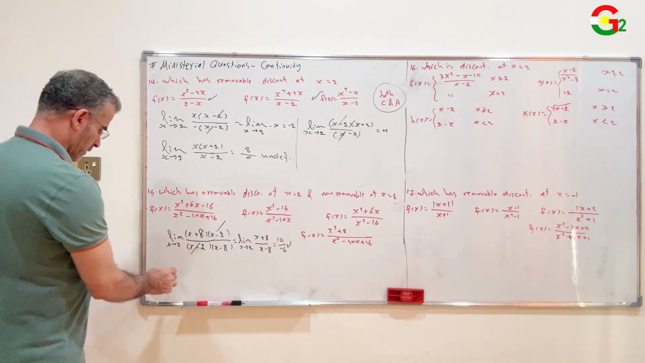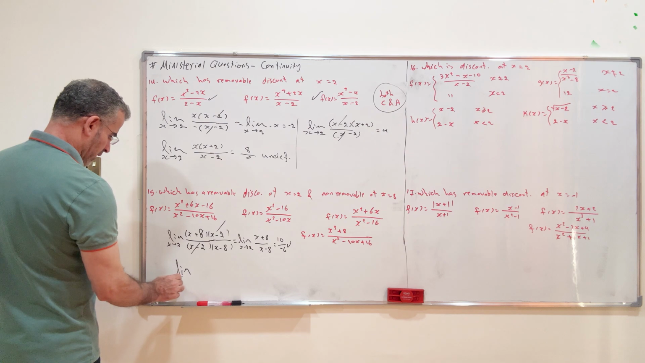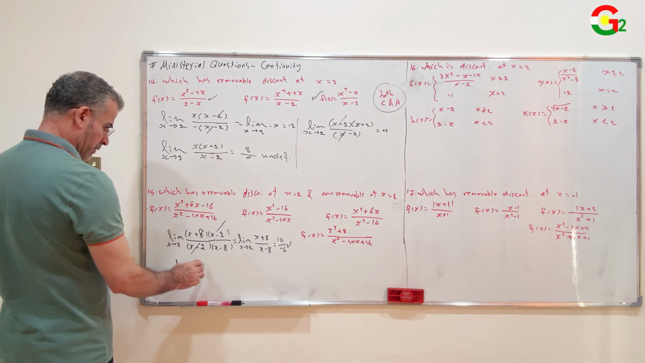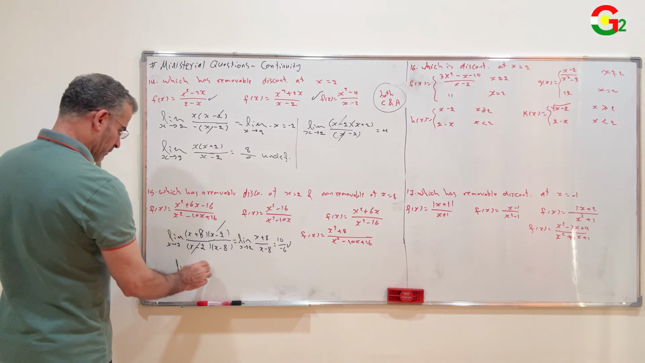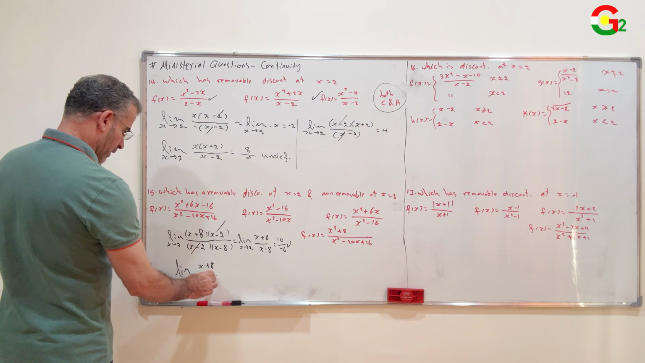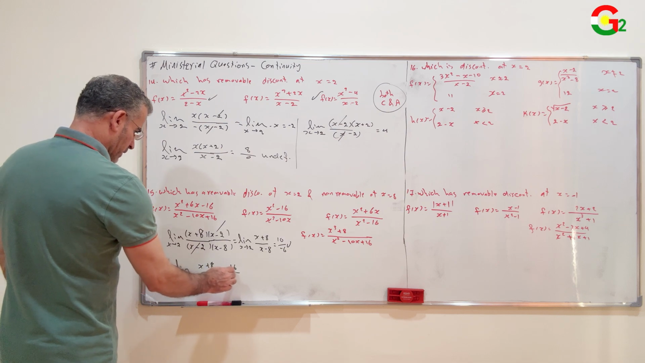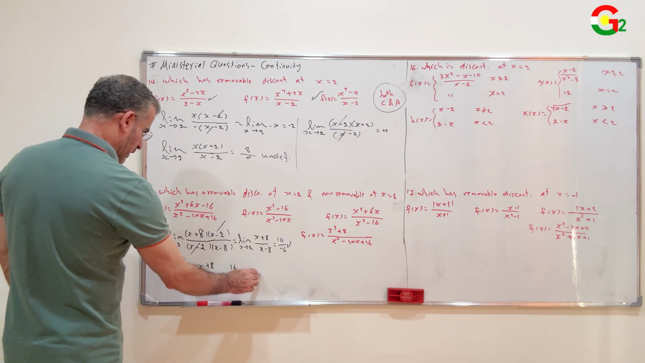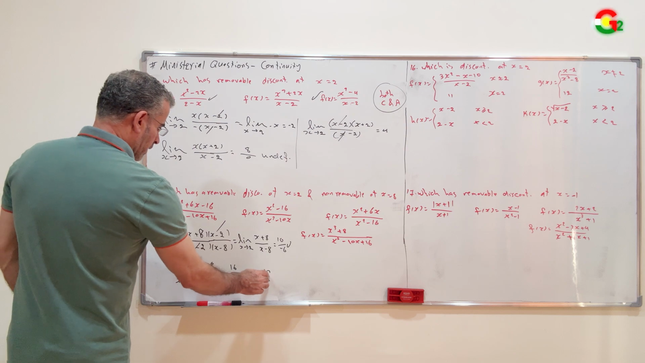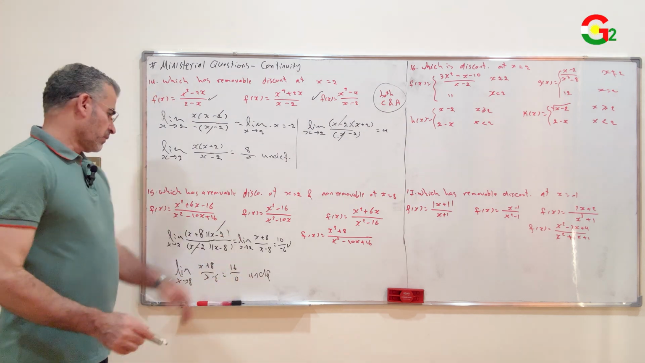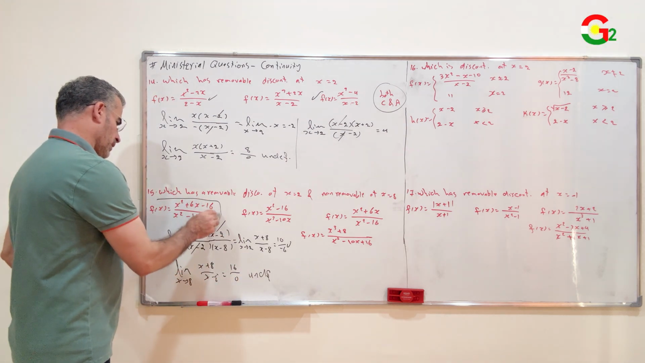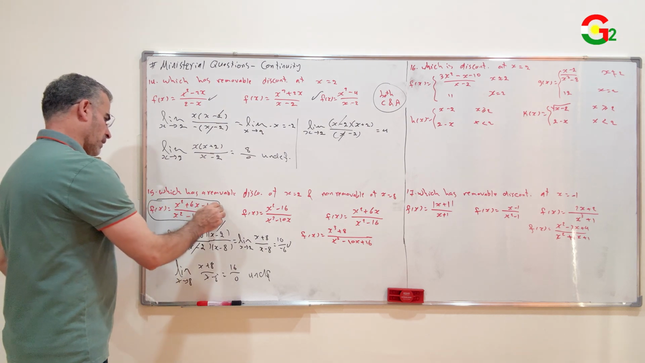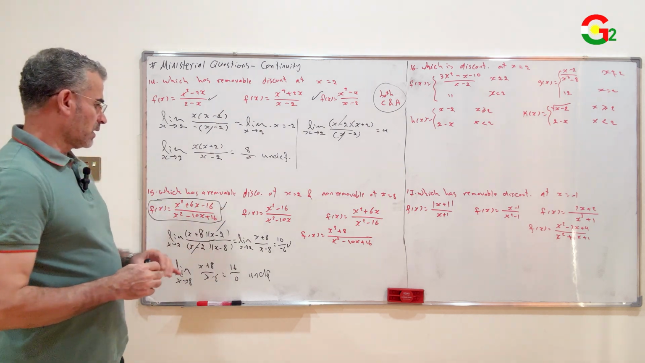But if we want to find the limit when x approaches 8, then it will be x plus 8 over x minus 8, and it will be 16 over 0, undefined, and the function has a non-removable discontinuity at 8. Therefore, this is the right choice.